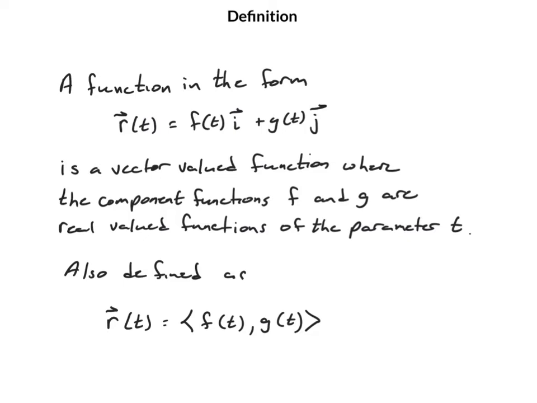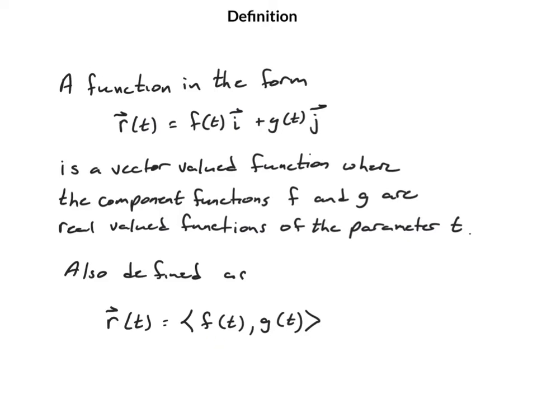First, let's go through and define what it means to be a vector valued function. The way it works is this: any function in the form where vector r of t is equal to f of t times vector i, remember i is the vector 1, 0, plus g of t times vector j, which is the vector 0, 1. This is what's called a vector valued function, where the component functions f and g are real valued functions of a parameter t.